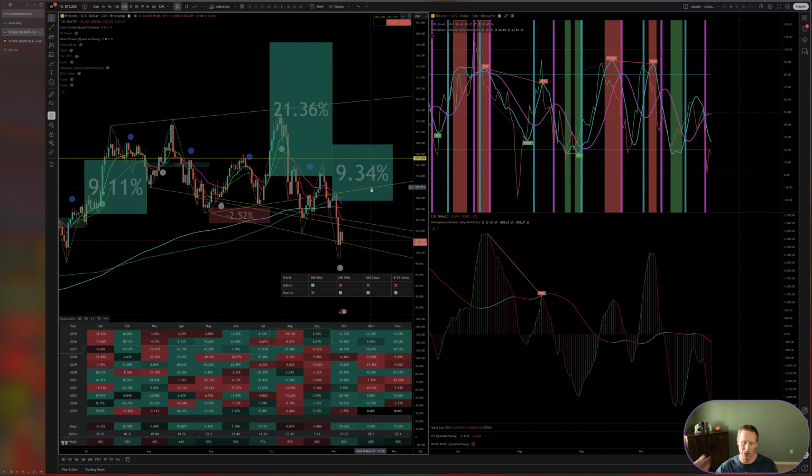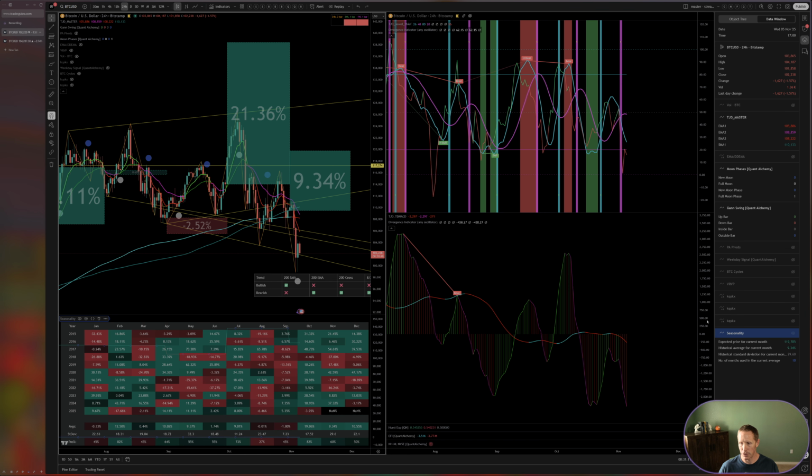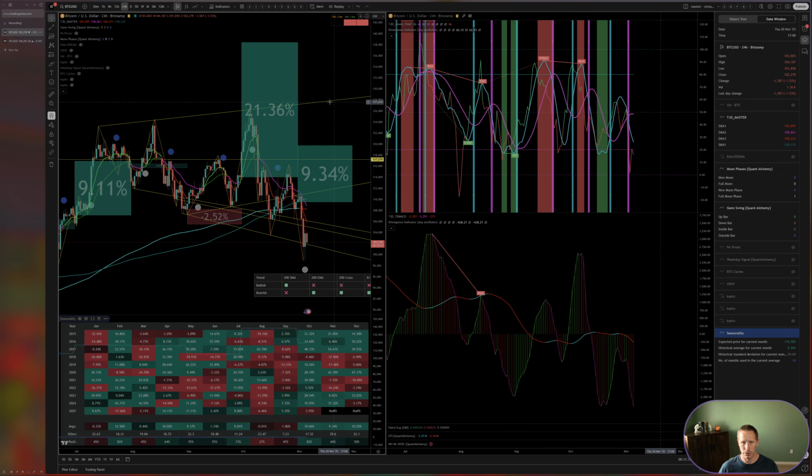So in any case, what I wanted to mention about that is this is calling for a 9.34% return on this month, which I don't think is going to happen, but it's not impossible. And if we look over at the data window here, if it were to go 9.34%, the expected price for the current month would be 119,000, which would be nice. If we get back up there, then we're starting to get to where I would be looking for another potential top, which would be at this resistance line up at the top here.